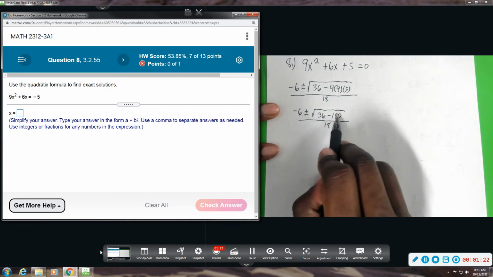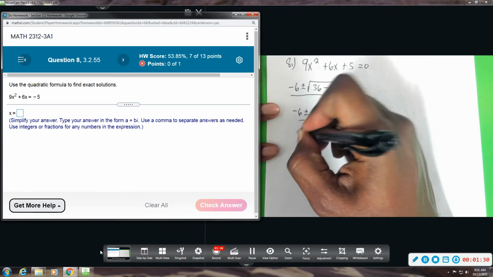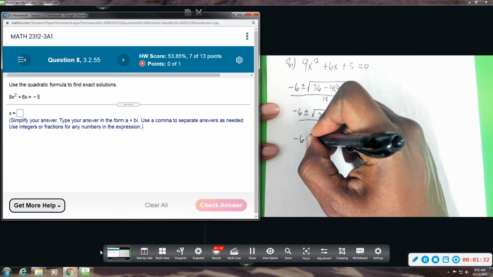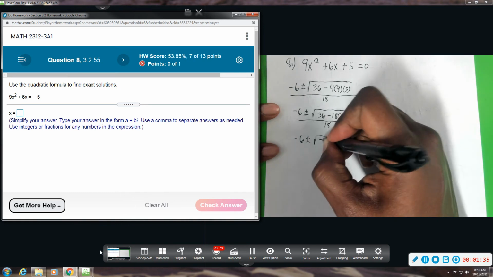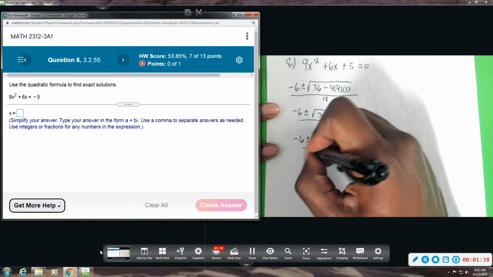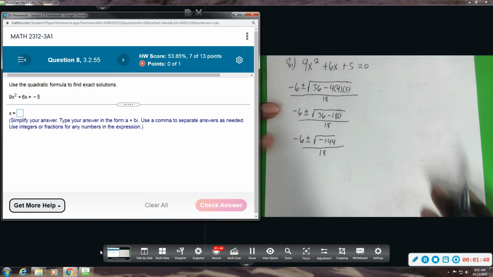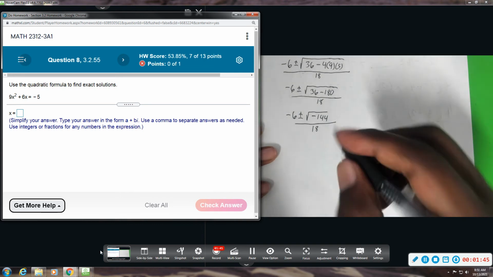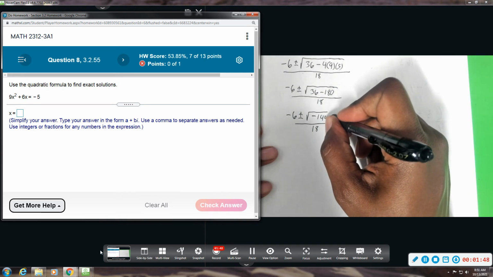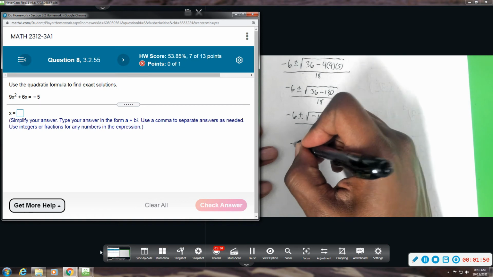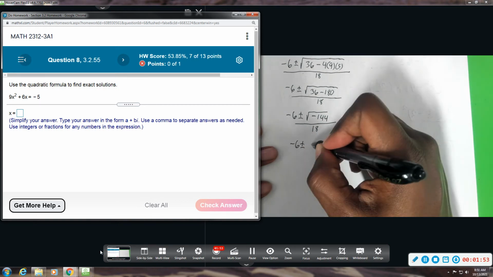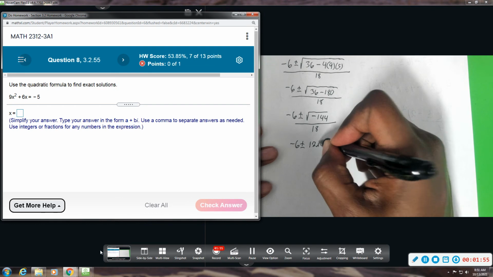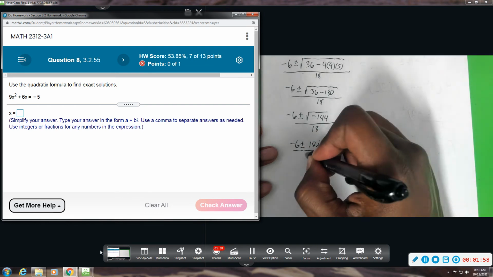Okay, then we're going to subtract here. So 36, we're going to take away 180. It's going to give us negative 144. So I have negative 6 plus or minus the square root of negative 144 divided by 18. All right, and then the way we evaluate a negative under a square root is going to be imaginary, but we can evaluate 144. It's going to be 12. So we're going to get negative 6 plus or minus 12i, imaginary 12, over 18.